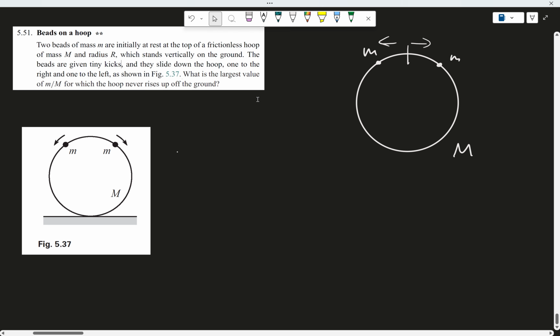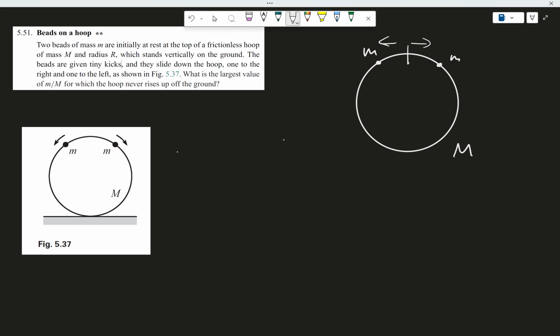Now, how can we solve this problem? Well, first let's try to analyze the forces here a bit. Let's look at the individual beads and see what forces these beads experience. Well, first it experiences a normal force. This normal force is given by the hoop. And there's also a gravitational force. And so then what is the reactive force on the loop itself? Let's look at the hoop.